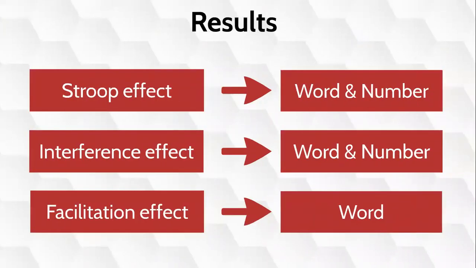We observed the same pattern for reaction time, maximum deviation time, and area under the curve. The Stroop effect and interference effect were significant for the word and the number conditions, and the facilitation effect was significant only for the word condition, and none of the effects was significant for the color patch condition.